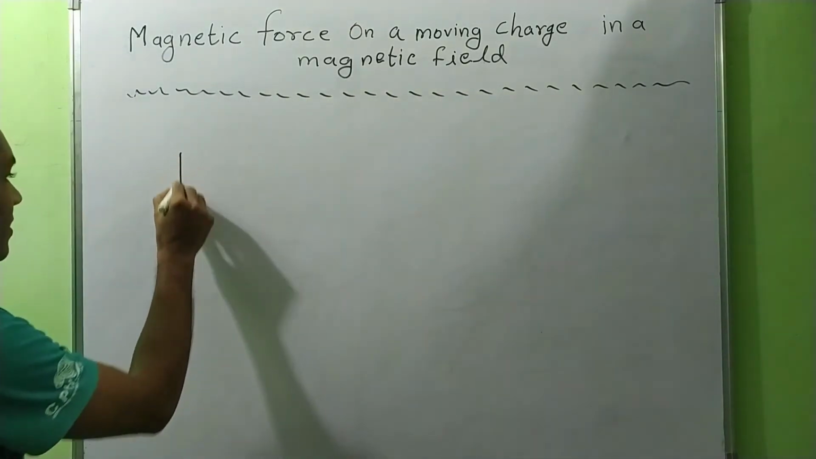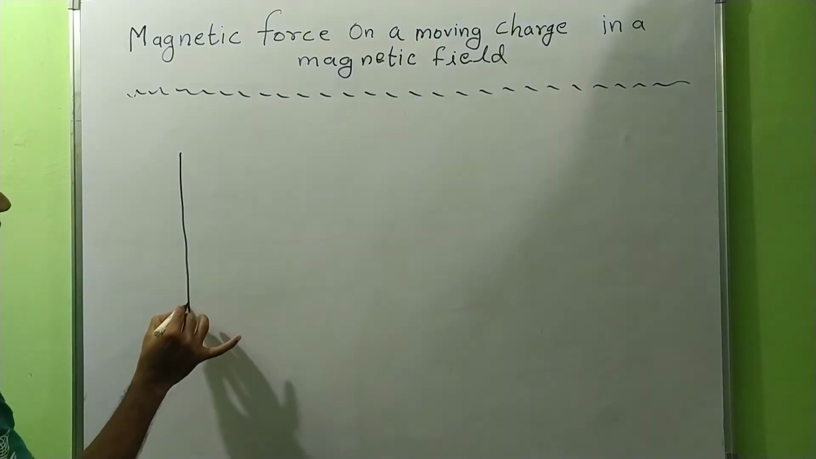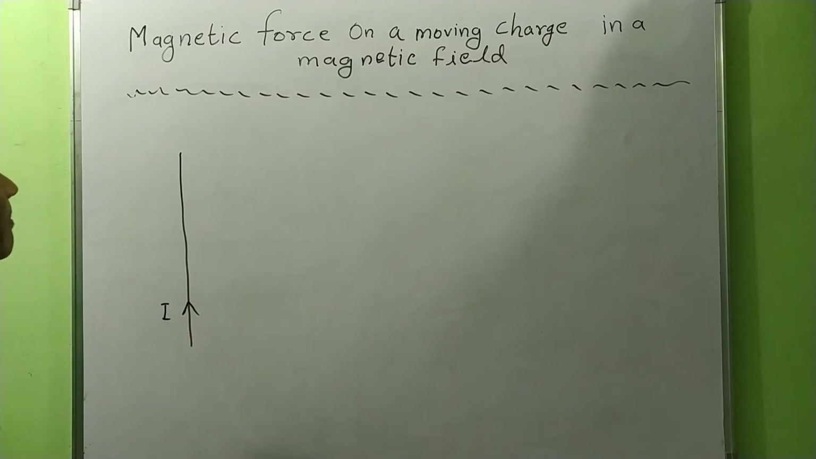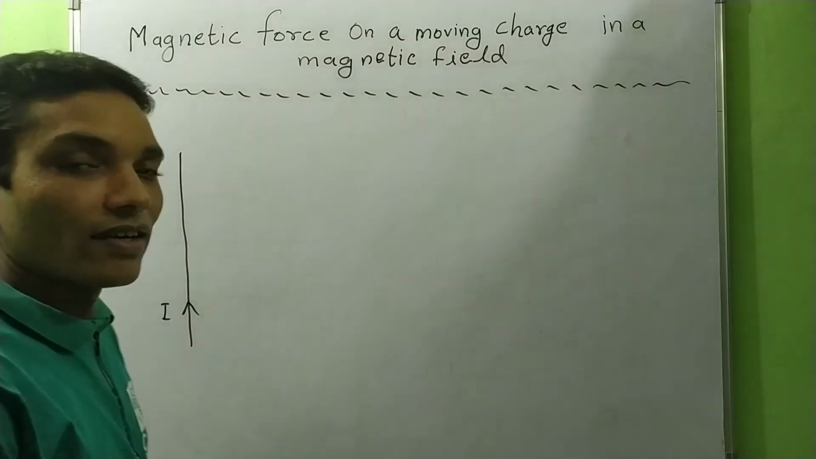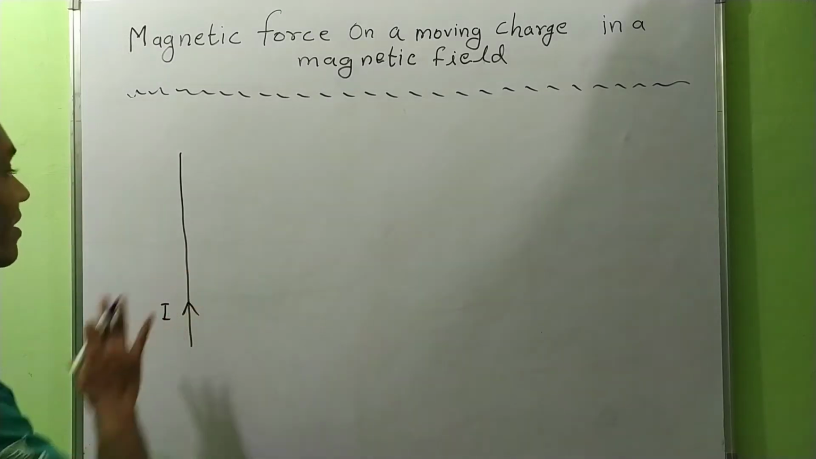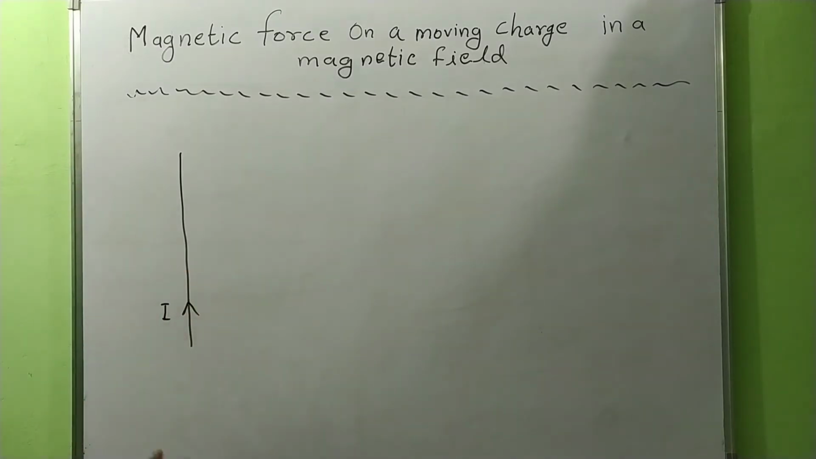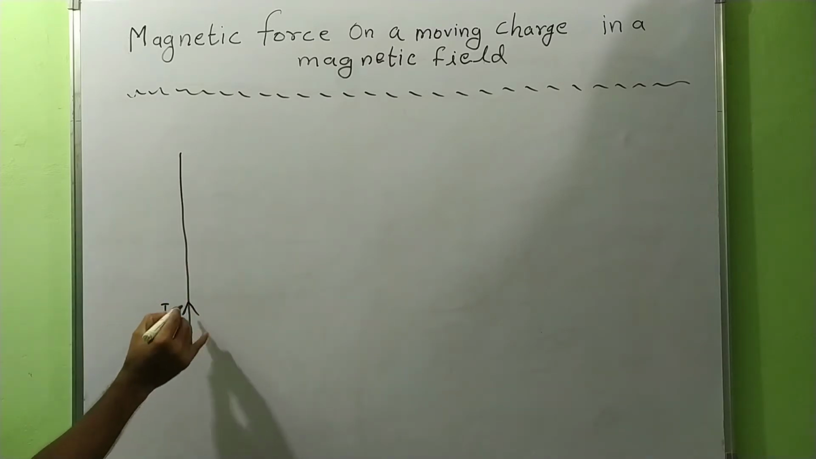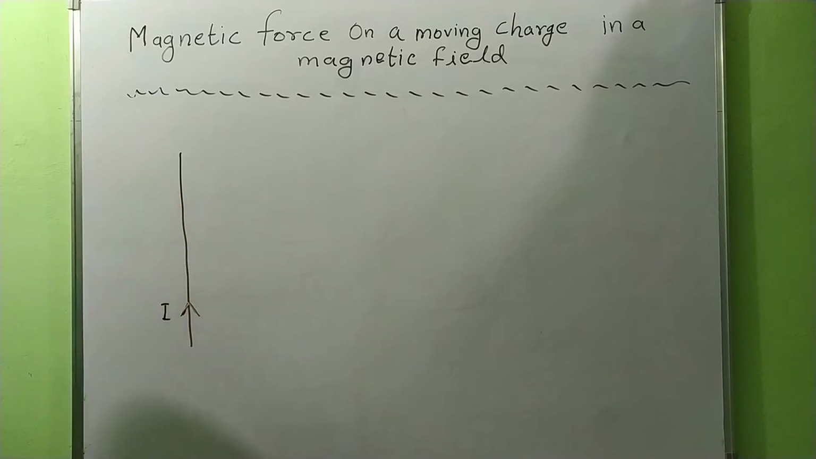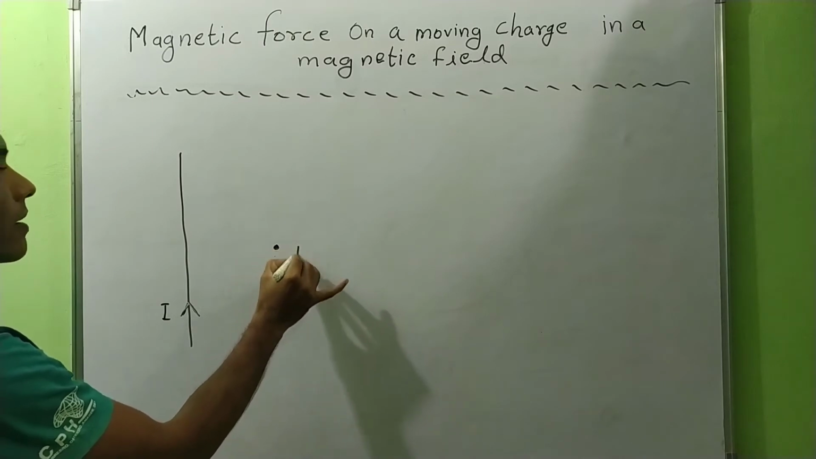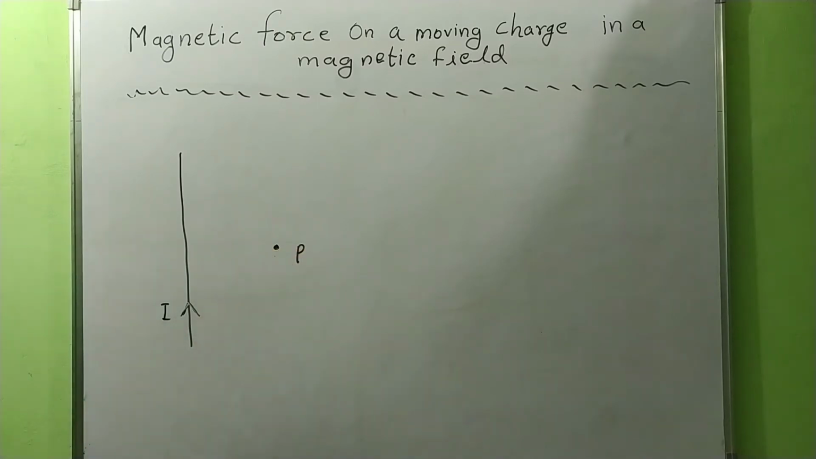So let this be the conductor and current I is made to flow through this conductor. Due to the current flowing through this conductor, magnetic field will be produced around the conductor. And we know the direction of magnetic field if the direction of current is upward, and what will be the strength of magnetic field at point P, the observation point P.